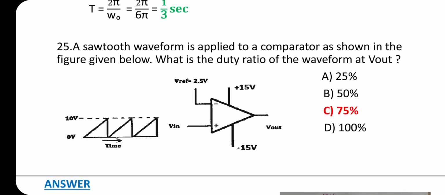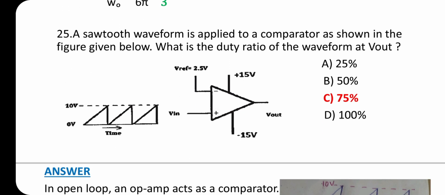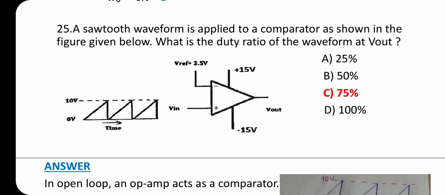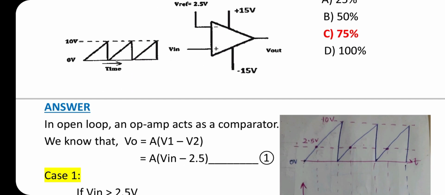Next, question 25. A sawtooth waveform is applied to a comparator as shown in the figure given below. What is the duty ratio of the waveform at V out? Answer is option C, 75%. In open loop, an op-amp acts as a comparator.